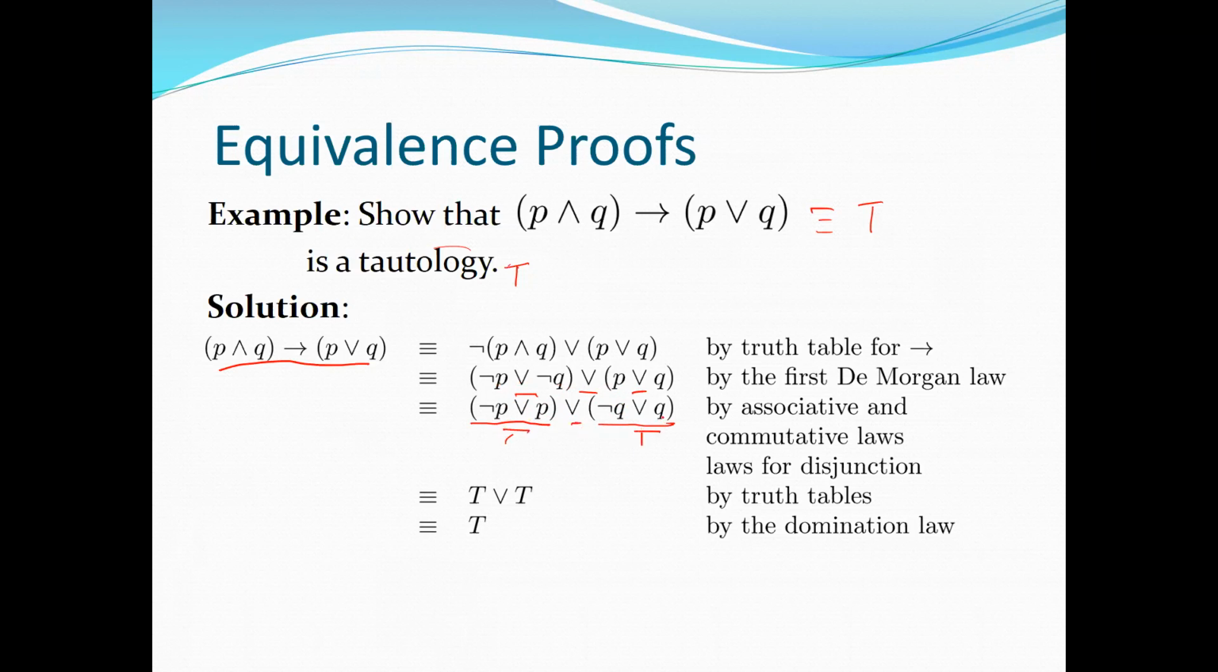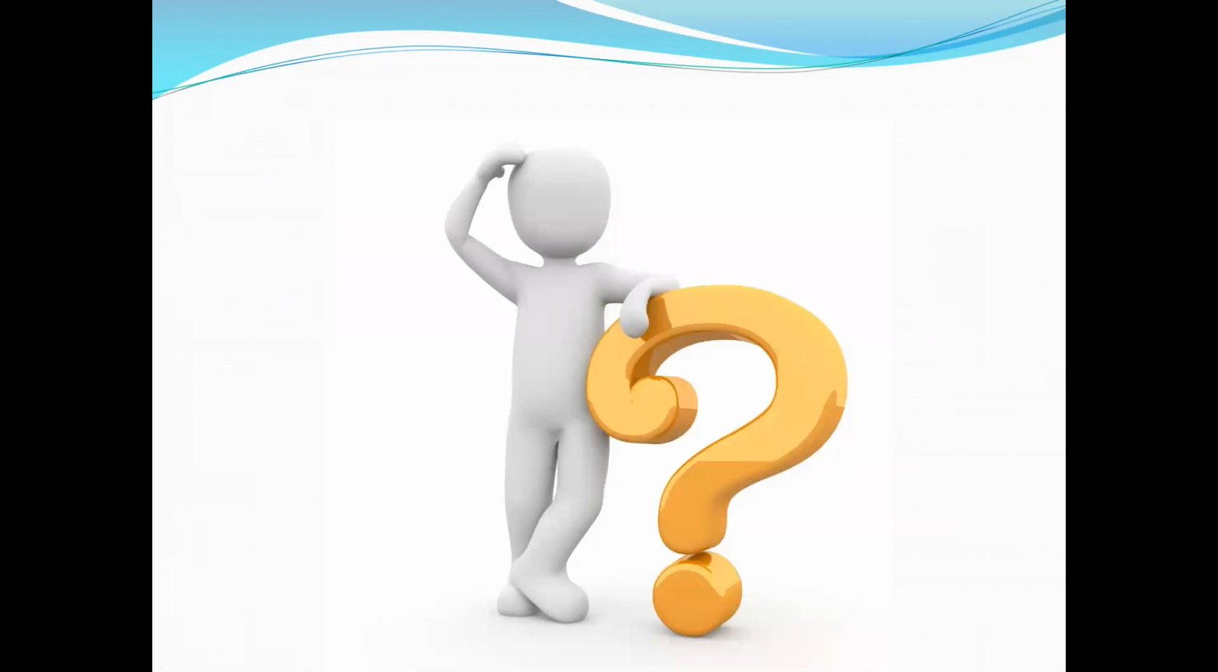We have already seen the truth table, the laws earlier in this lecture. So true or true will always result in true. If it always results in true, that means it is logically equivalent to true. That means this proposition is a tautology. Right. Next. That's all for today's lecture.